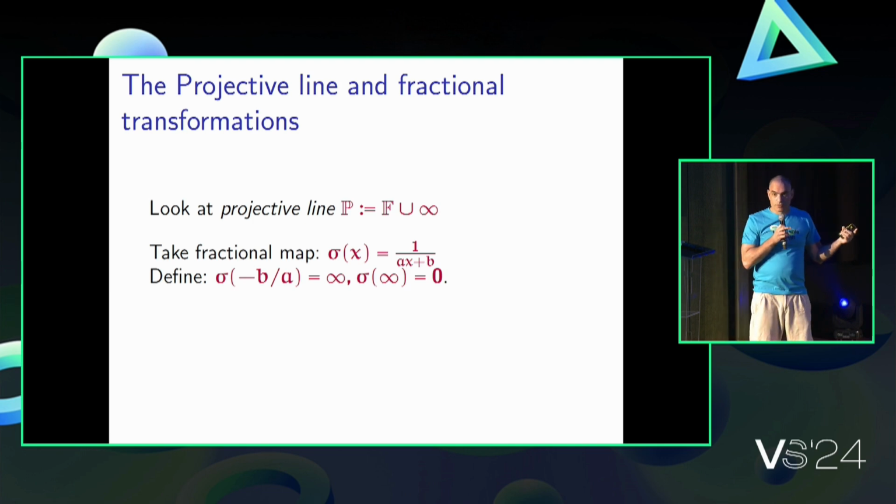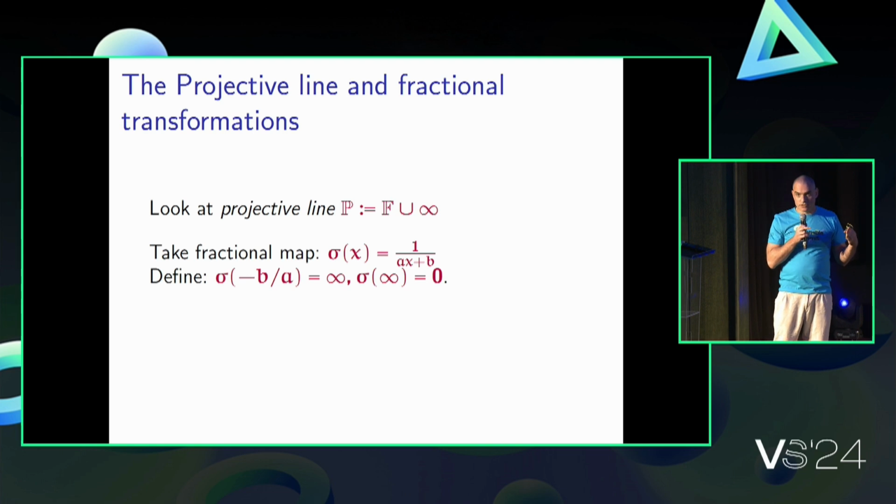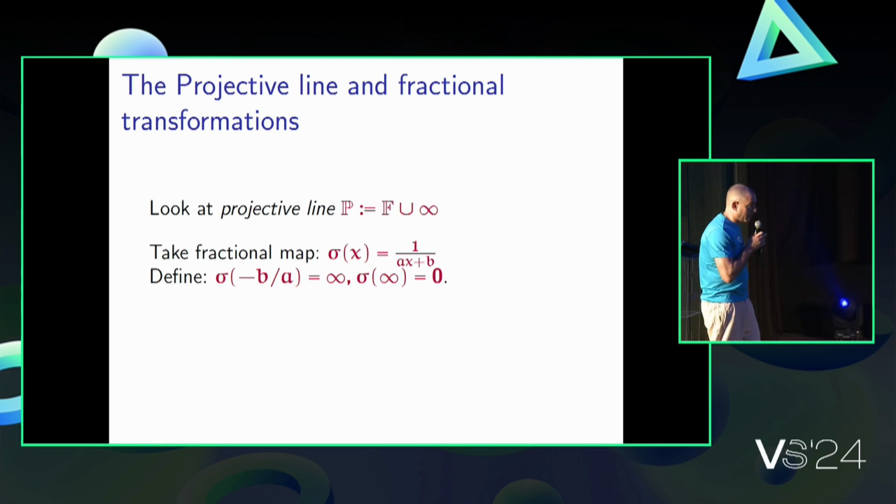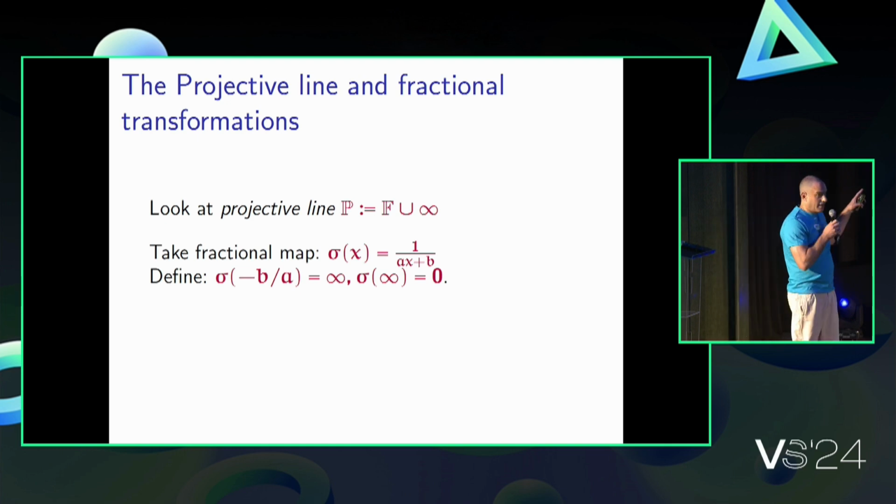And how are we going to operate on this set? We're going to look at fractional maps. We're going to look at the map going from x to 1 over ax plus b for some fixed a and b. And we want to think of this as an operation on P.